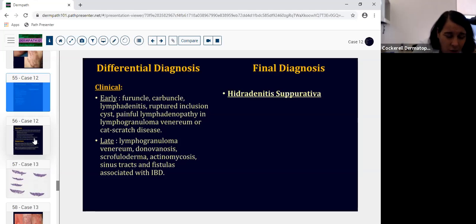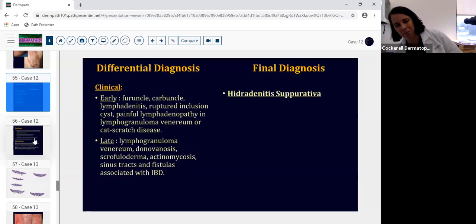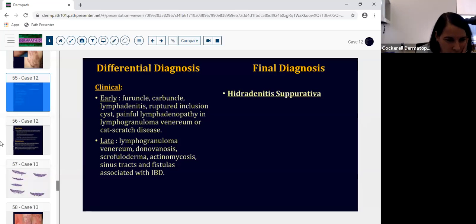Donovanosis, granuloma inguinale, aka Klebsiella; scrofuloderma, where the patient would have a history of TB and it would be above some lymph nodes. Actinomyces, where you would see filamentous bacteria and sulfur granules. And then the late stage sinus tracts and fistulas associated with inflammatory bowel disease. That's a possibility. Sure, in the perianal region, in the groin, it would have to be in the perineum, possibly. But in that prior photo, we didn't have pictures in that area.